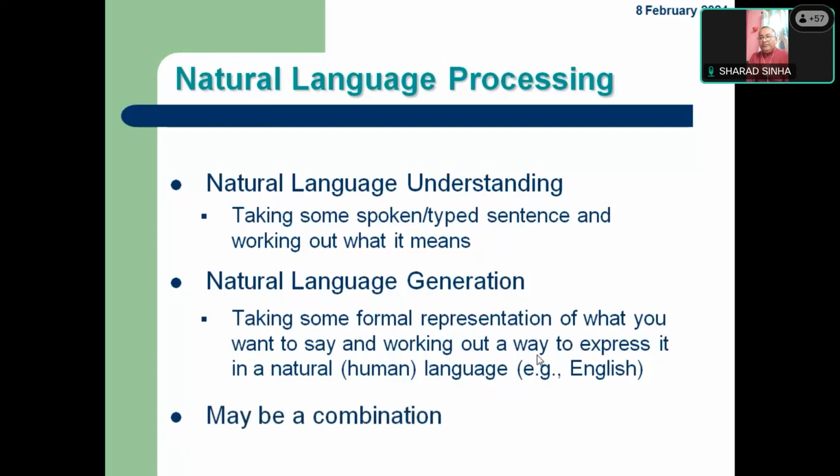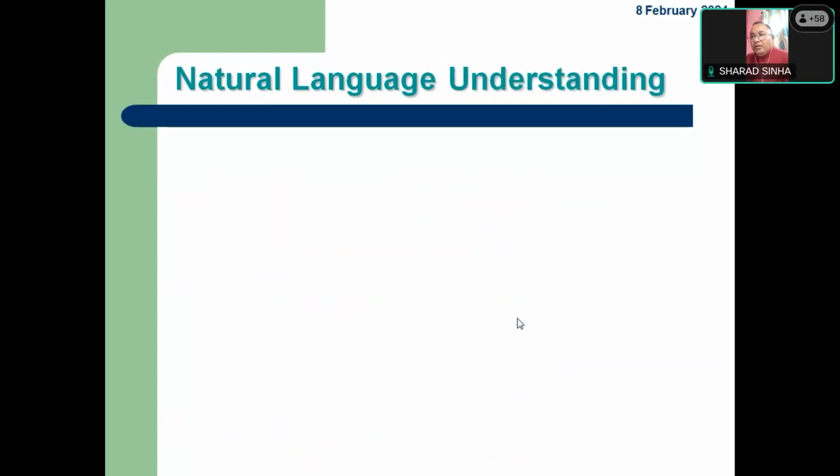Sometimes our task may be a combination of language understanding and language generation, and a good example is machine translation. In machine translation, the machine has to understand the meaning of the input in one language, and it has to generate the output in another language. So that is a combination of natural language understanding and natural language generation.